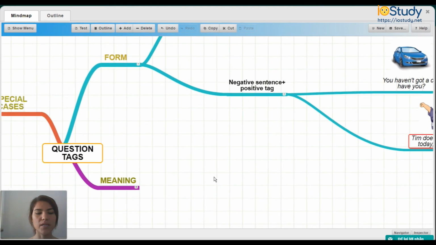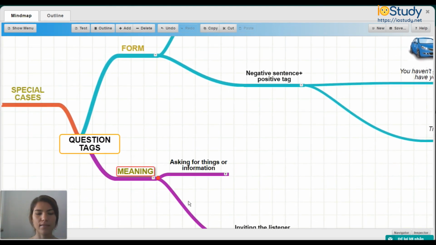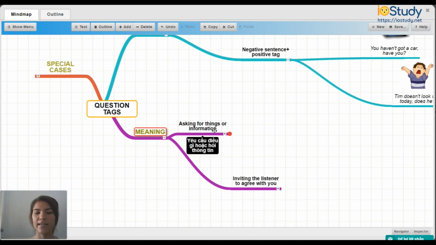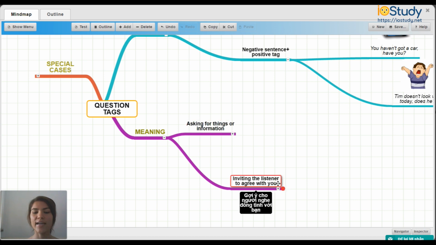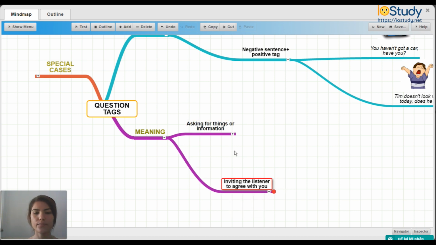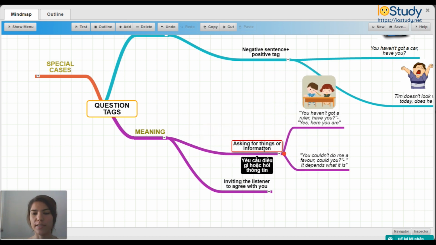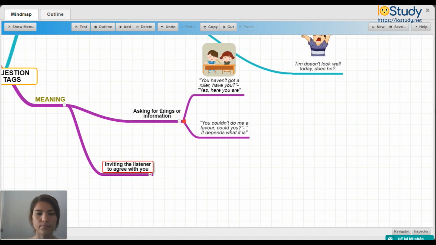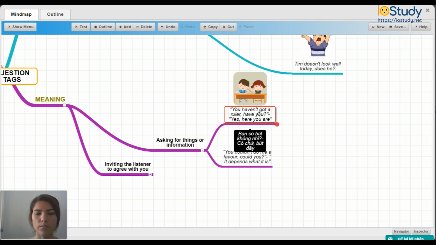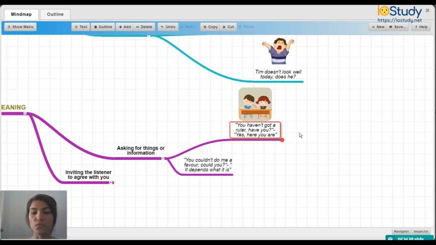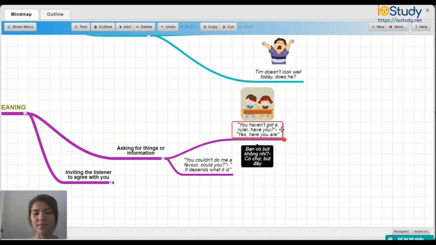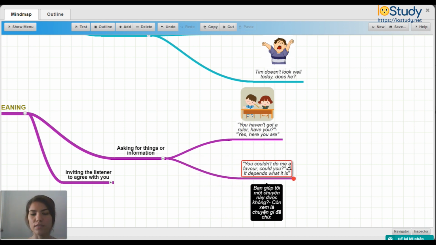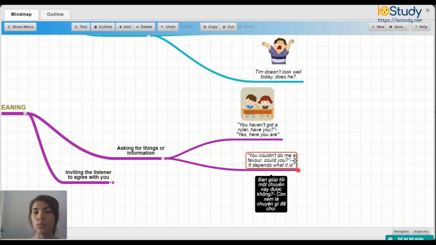Okay, so now let's go to the meaning. We use question tags when asking for things or information, and when inviting the listener to agree with you. So for example here, number 1, you haven't got a ruler, have you? Yes, here you are. And you couldn't do me a favor, could you? It depends what it is. So as you can see, in both of these, we're asking for things or information.